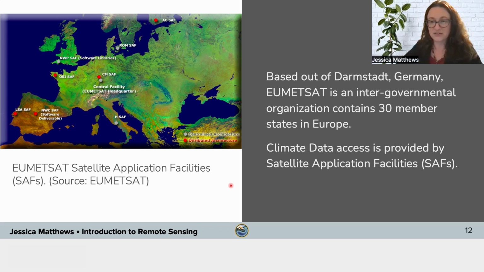EUMETSAT is another alternative data source. So EUMETSAT is based out of Darmstadt, Germany, but it's an intergovernmental organization that contains 30 member states. Their climate data access is provided by SAFs, or Satellite Application Facilities. And really, this is analogous to the NASA DAAC program, where they have thematic SAFs. There's a CM SAF, which has climate monitoring information, the Land Surface Analysis SAF, or LSA SAF, as well as a number of the ones that you can see listed here to the right.